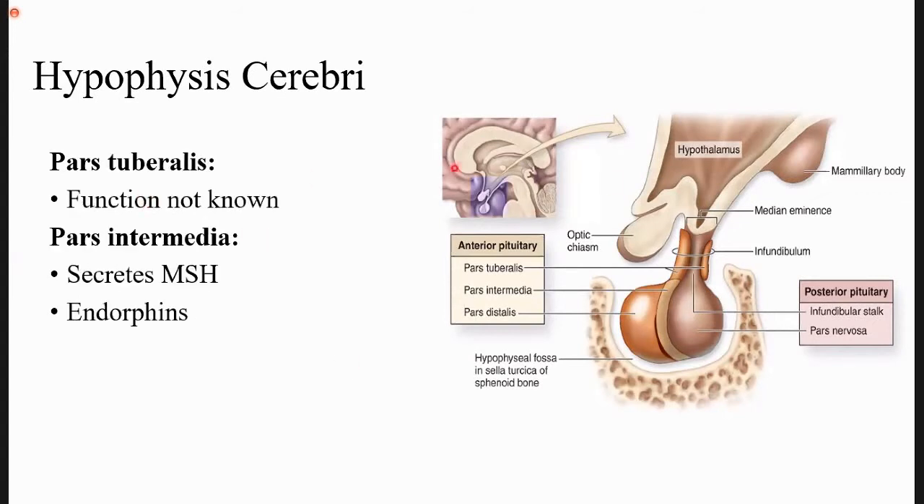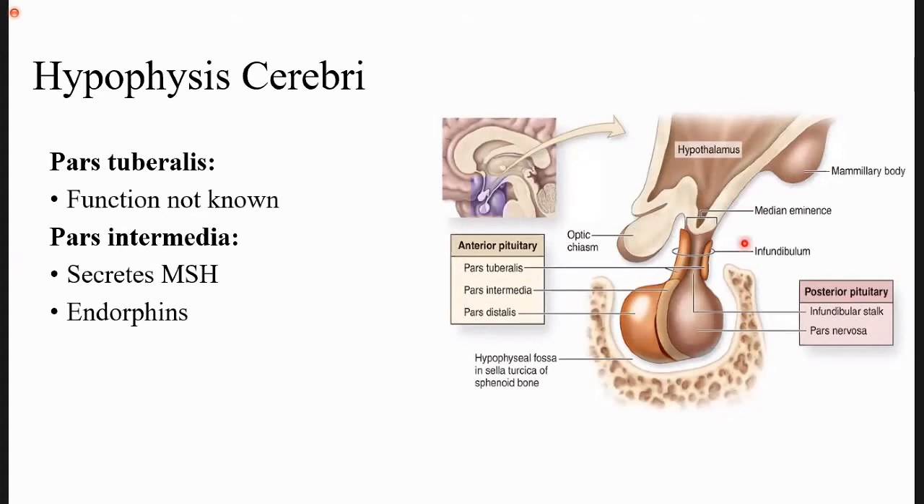Pars tuberalis is around this. The function of the cells in this region is not known. Pars intermedia, these are the cells which contain colloid-filled vesicles, and they secrete melanocyte-stimulating hormone, and it also contains endorphins. So these are the characteristic features of pars intermedia. So three parts of the adenohypophysis have different functions.